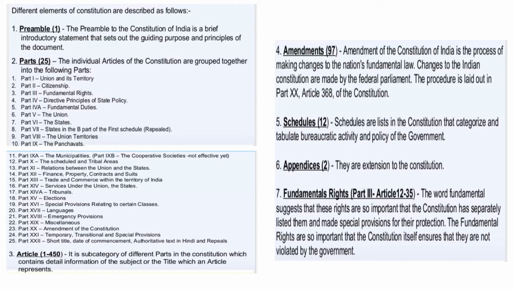Fundamental rights. Part 3, Article 12 to 35. The word fundamental suggests that these rights are so important that the Constitution has separately listed them and made special provisions for their protection. The fundamental rights are so important that the Constitution itself ensures that they are not violated by the government.